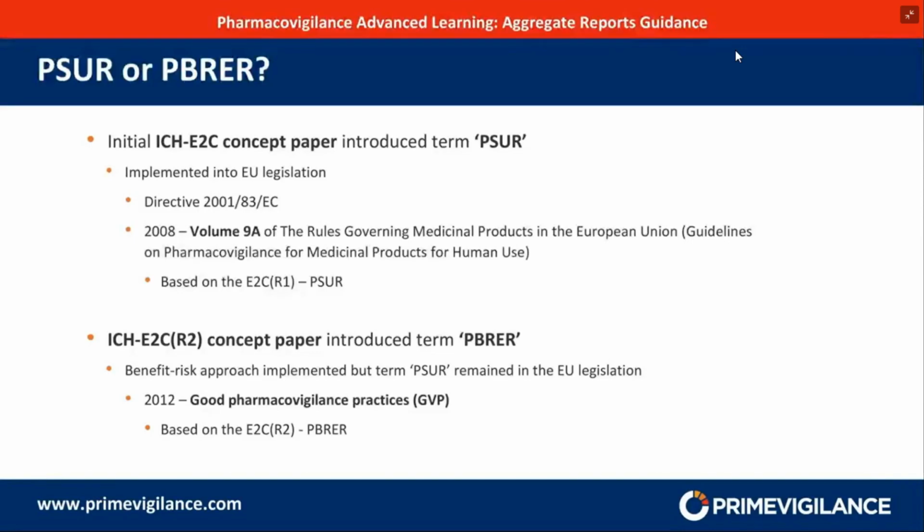However, although the required format and content of the PSURs in EU are based on those of the Periodic Benefit Risk Evaluation Report described in the ICH E2C guideline, in EU regulation, GVP modules, the report is described under the term PSUR. Therefore, the scope, objectives, format, and content of PSUR in GVP modules are based on those of PBER, but the term PSUR remained.